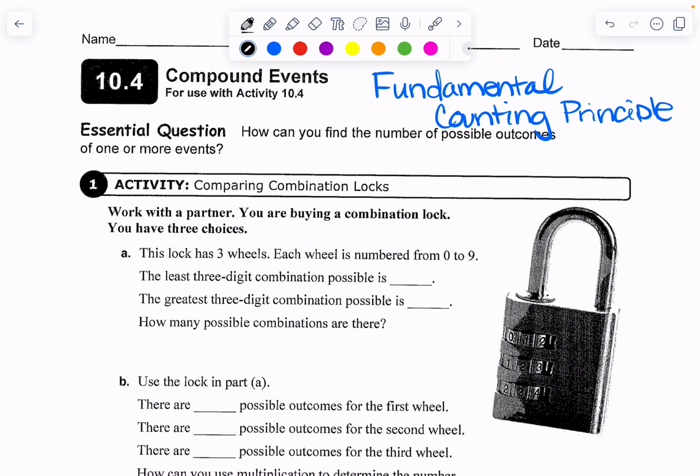If we think about the total possible outcomes there, the least 3-digit combination possible would be 0, 0, 0. So that would be one possible combination. The greatest 3-digit combination possible would be 999, which actually gives us 1,000 possible combinations. The reason it's not just 999 is that 0, 0, 0 is the 1,000th combination. So there's 1,000 possible combinations on a lock like this.